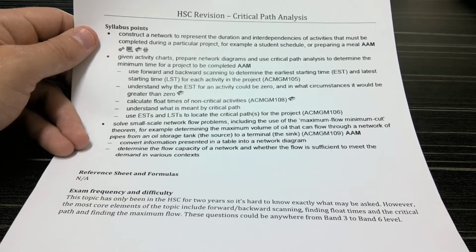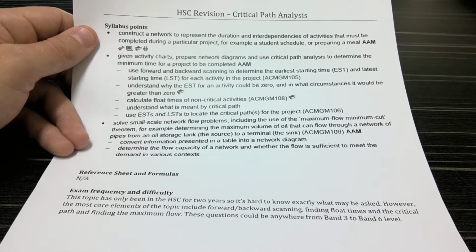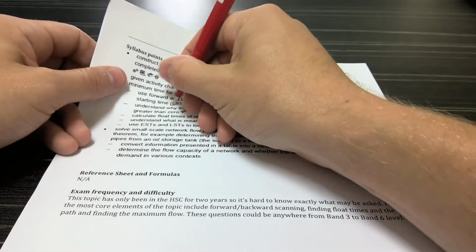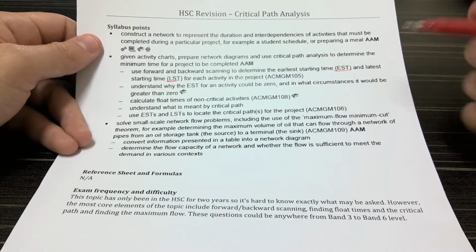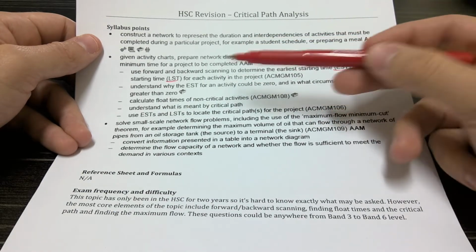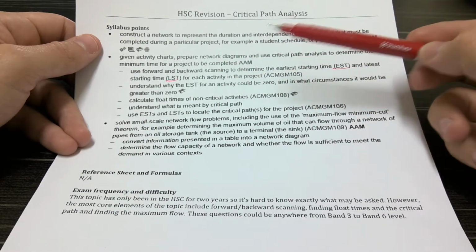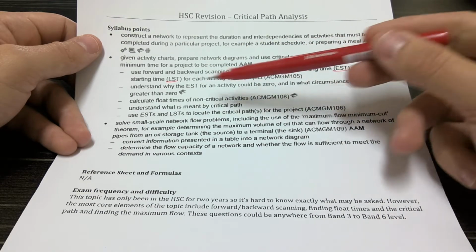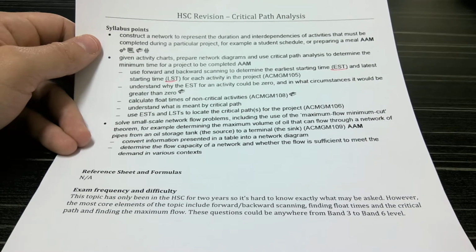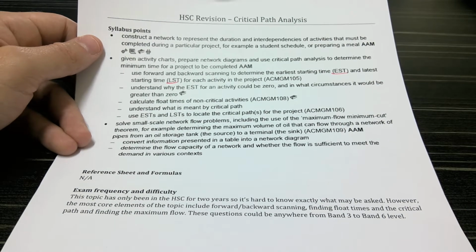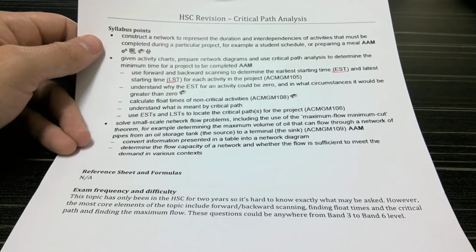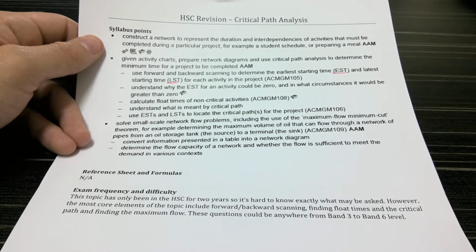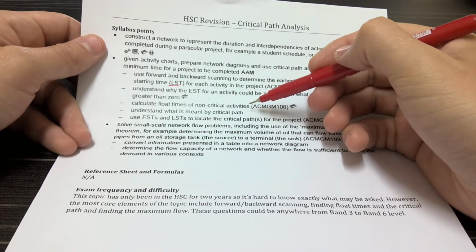And this is the main thing I would say, where we're talking about the earliest starting time and the latest starting time, so the EST and the LST for each activity, and this is with our forward and backward scanning as we see there. And understand that the EST for an activity could be 0, and in what circumstances it could be greater than 0. So if the earliest starting time is 0, that means it's at the start and has no other predecessors.